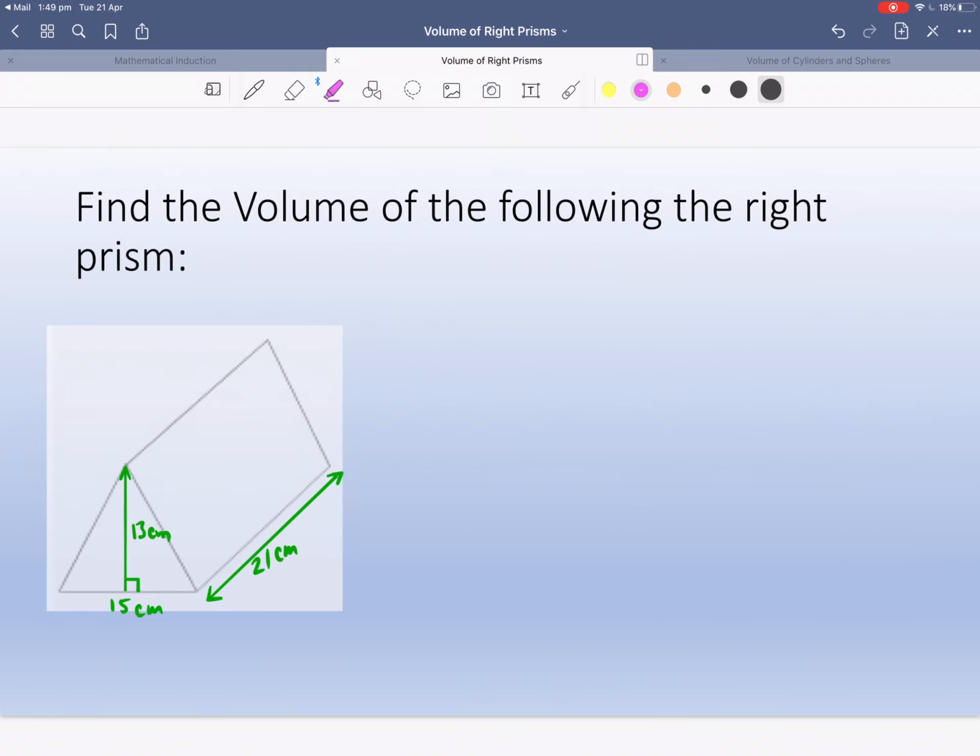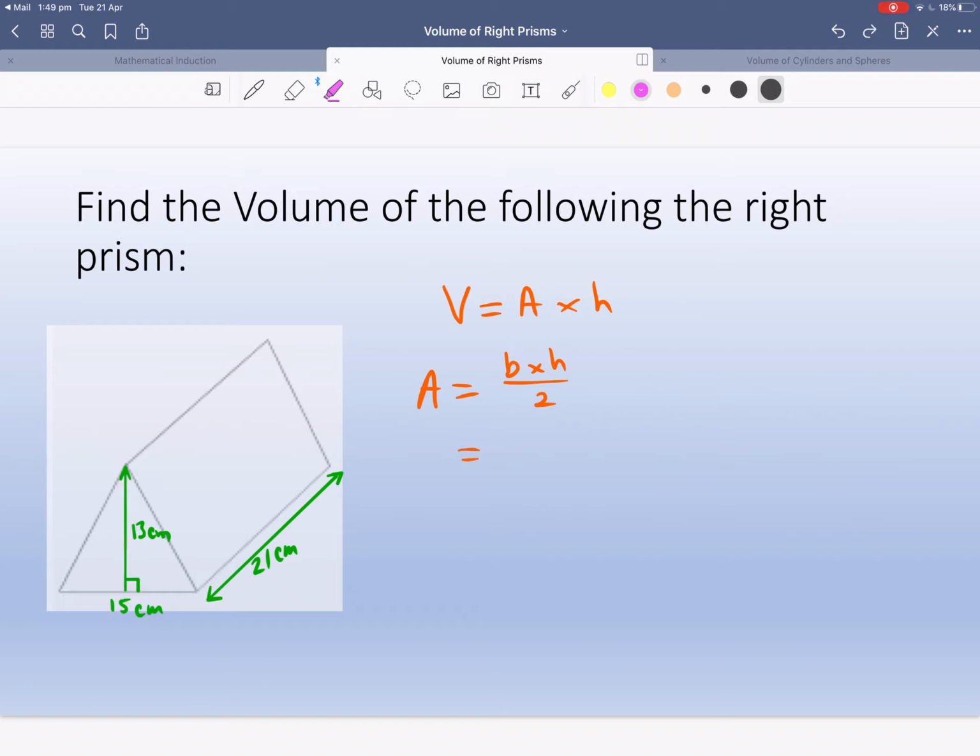All right, next one. Find the volume of this right prism. Okay, we know the formula: V equals A times H. What is A? Oh, we have to find it out. Often you won't be given the area of the cross section, but you'll be given enough information. I can see that the area is a triangle, and the area of a triangle is base times height, and then we halve it. In this case, the base is 15 and the height is 13.